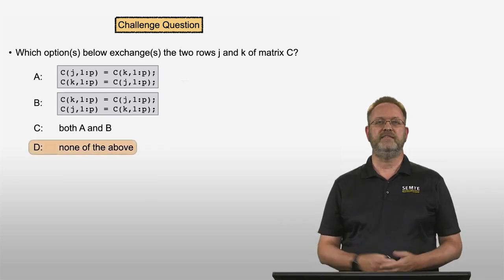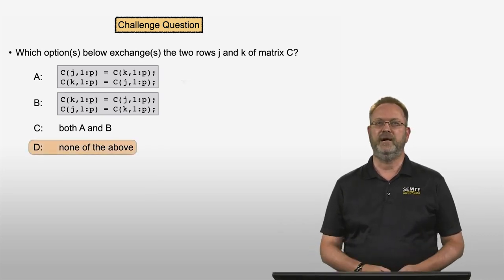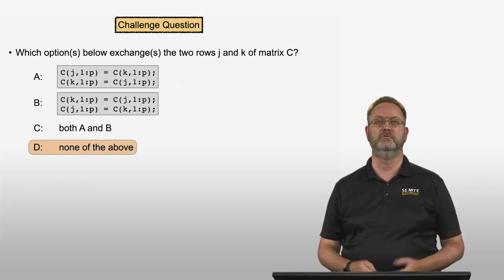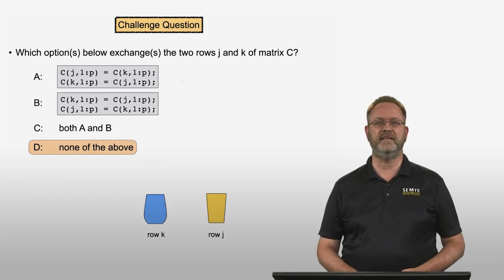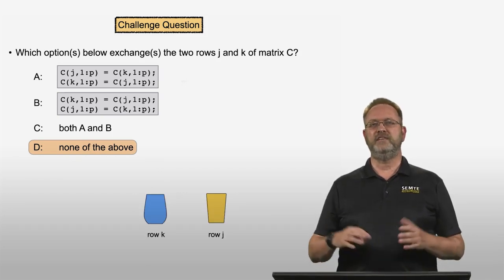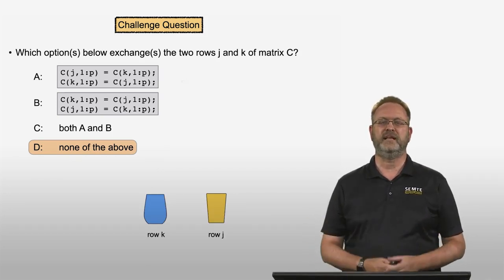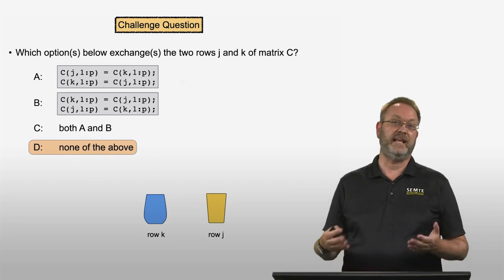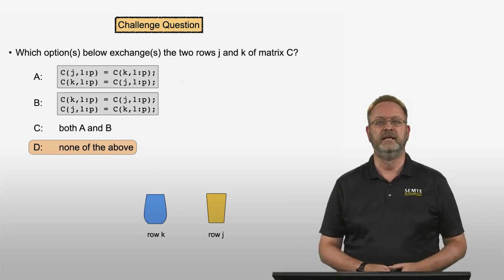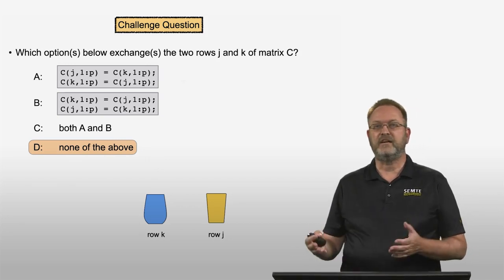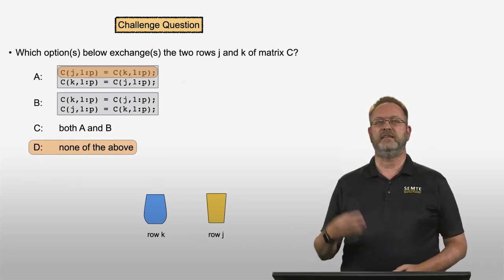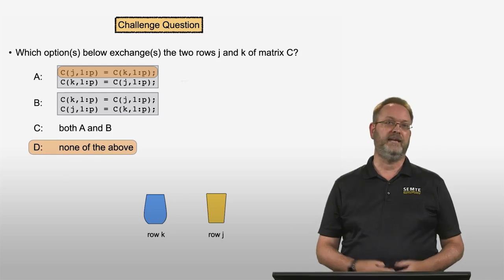Okay, so the right answer is that none of the above code segments actually will exchange the two rows. To illustrate that, let me try to visualize the individual rows by two different glasses that are filled with liquid of different color. Let's say row number K is a glass filled by a blue liquid, and row number J is another glass that's filled by a yellow liquid. And let's just look at what that first line of code of option A does.